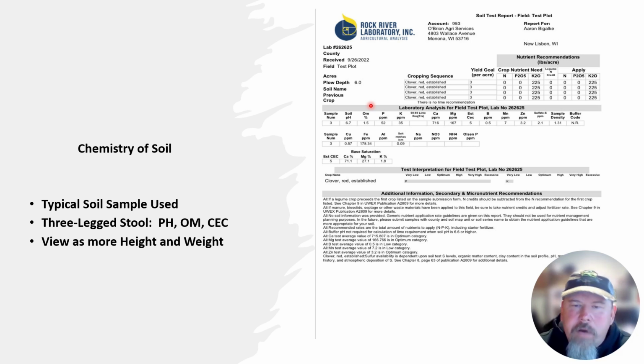Generally, the better organic matters are above 3, and you'll see that in the heavier ground. Sand grounds are like 1.5, kind of like we're seeing here.